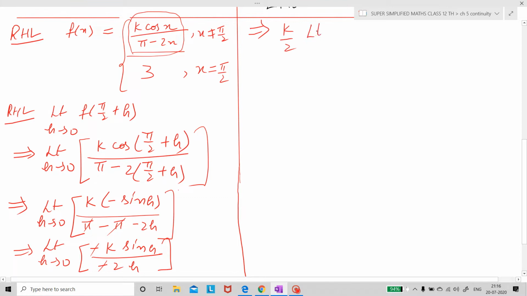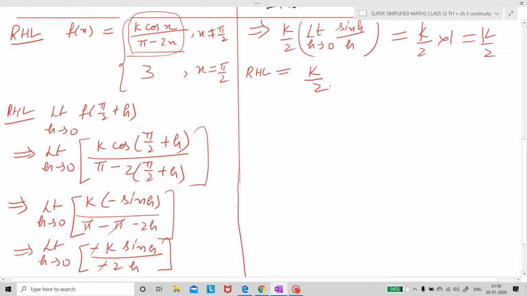So k by 2 limit h tends to 0 sin h by h, and this is the standard limit whose value is 1. So we get k by 2 into 1, that is k by 2. So I have got that the value of right hand limit is also k by 2, and the value of left hand limit also was k by 2.